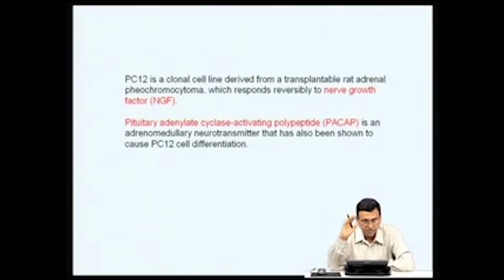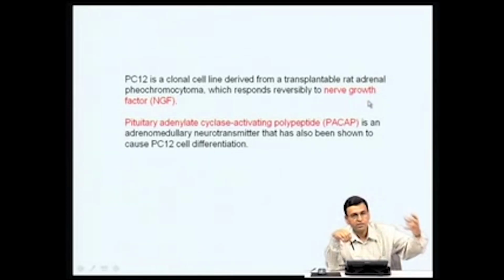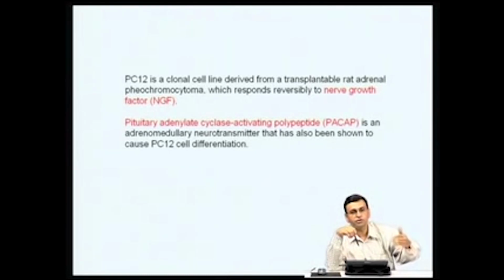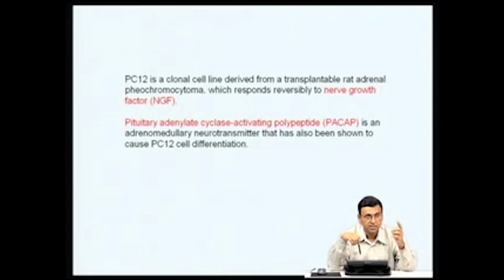For example, PC12 is a pheochromocytoma cell line, which is a clonal cell line derived from a neuronal cell line, and this is derived from the transplantable rat adrenal pheochromocytoma cells, which respond reversibly to nerve growth factor. So, if we take PC12 cells and treat them with nerve growth factor, they differentiate into neurons. Using this model system, people have demonstrated the signaling pathways involved in this differentiation program. How do these cells differentiate into neurons? It turns out that protein kinase C plays a very important role in this nerve growth factor mediated differentiation of PC12 cells into neuronal cells.